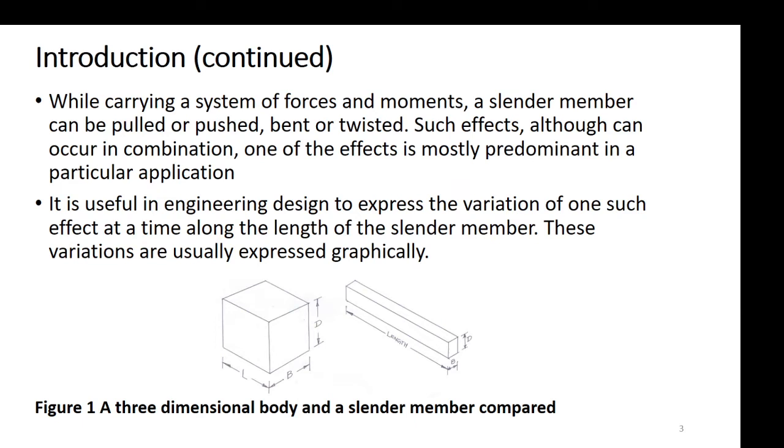While carrying a system of forces and moments, a slender member can be pulled or pushed, bent or twisted. Such effects, although they can occur in combination, one of the effects is mostly predominant in a particular type of application. It is useful in engineering design to express the variation of one such effect at a time along the length of the slender member, and these variations are usually expressed graphically. I have drawn casually a figure of a 3D object and a slender member just to show you that the length is much larger than the dimensions of the cross section, but in a 3D object, all the dimensions are comparable to each other.